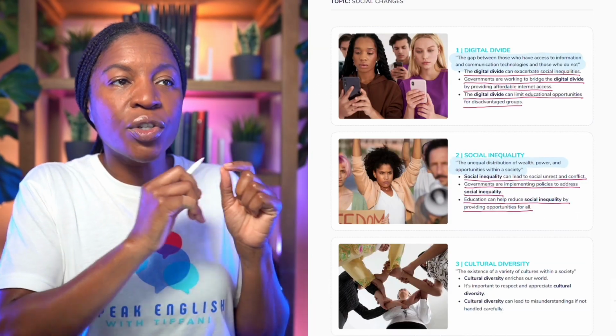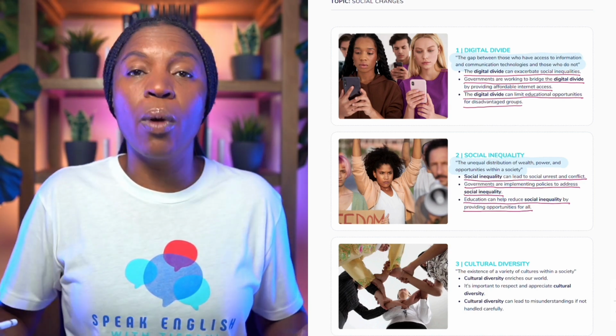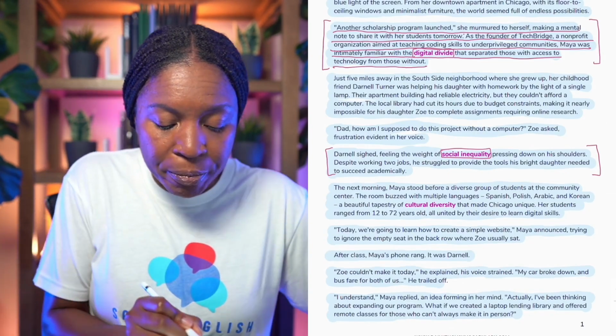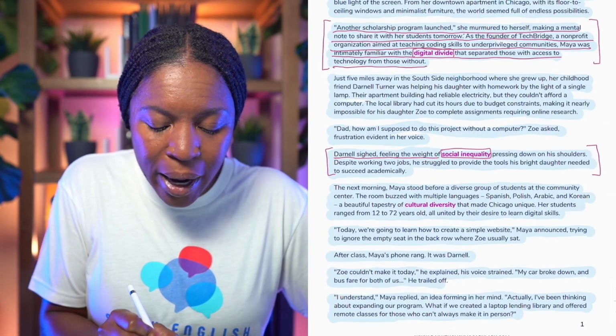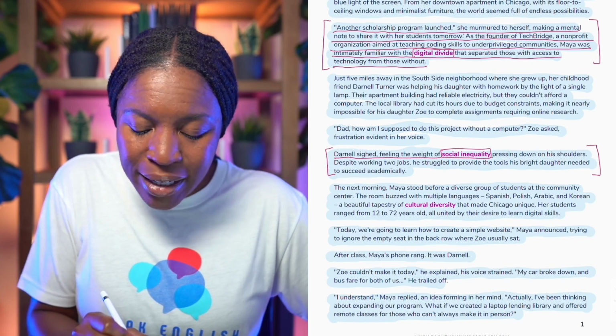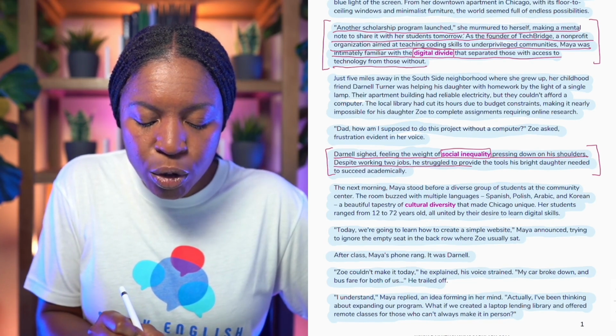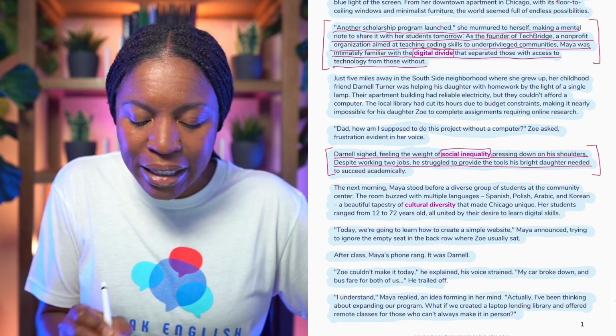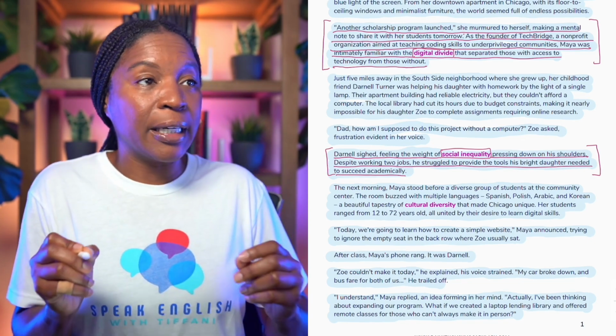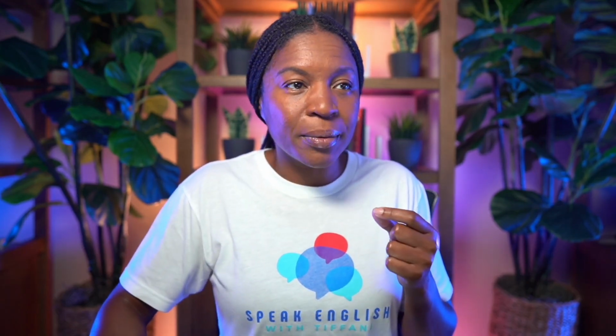So now we understand this term, social inequality. Let's once again read the portion of the story where this term was used. Going back to our story, we have that section again. Darnell sighed, feeling the weight of social inequality pressing down on his shoulders. Despite working 2 jobs, he struggled to provide the tools his bright daughter needed to succeed academically. So we see here the term social inequality being used.